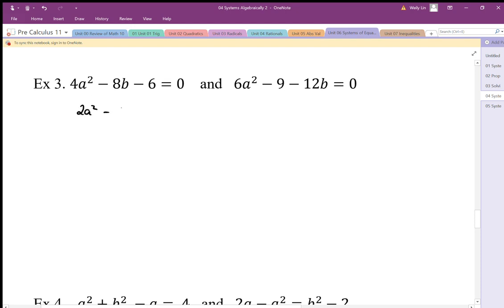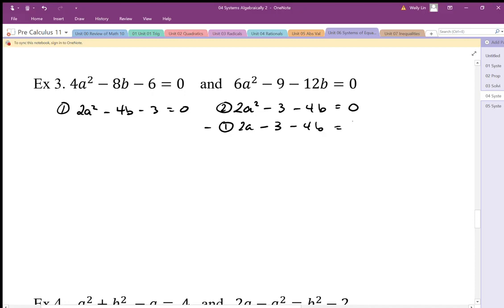So I'm going to end up with 2a squared, 4b minus 3 equals 0. Divide everything here by 3. So I end up with 2a minus 3 minus 4b equals 0. So when I do this, look what happens. So I'm going to just subtract these two equations. And when I subtract these two equations, well, in fact, they're the same equation. So I'm going to subtract 2a minus 3 minus 4b equals 0. I end up with 0 equals 0.